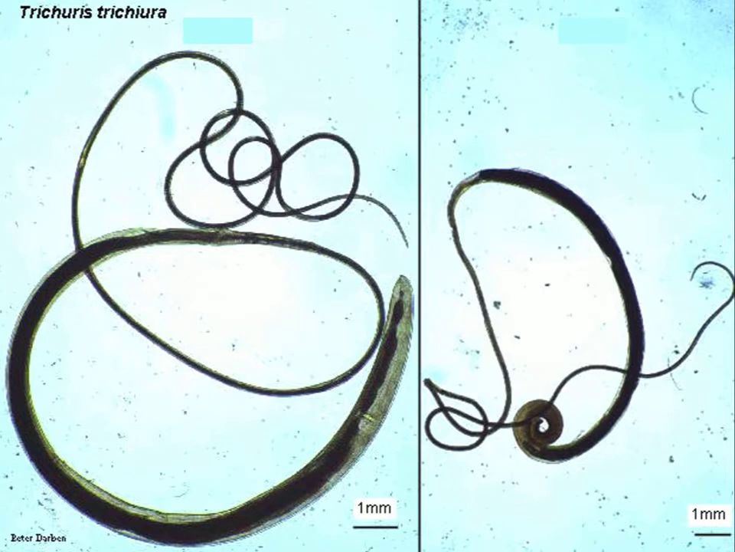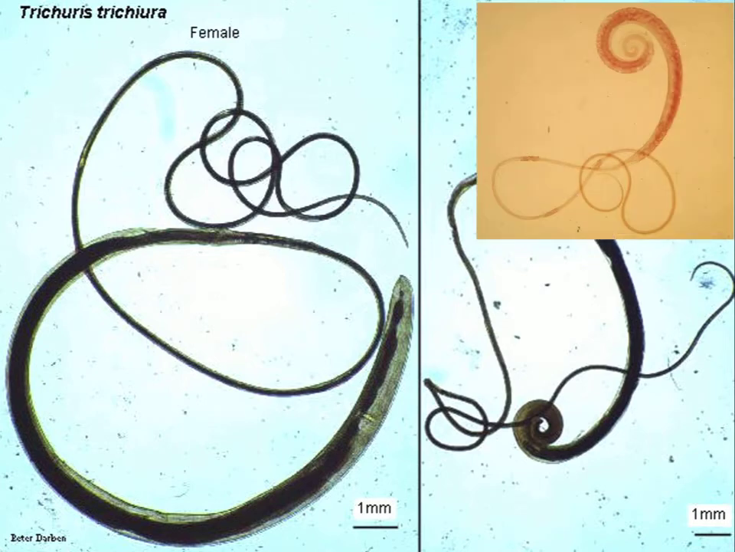So here we have the whipworms. One of these is a male, one of these is a female. Can you guess which one is which? What did I tell you about male versus female worms? Size and shape. Left side is female, right side is male. Remember that males have a curly tail, and when you look at your slides, you're going to for sure see that. Here's another example of that.